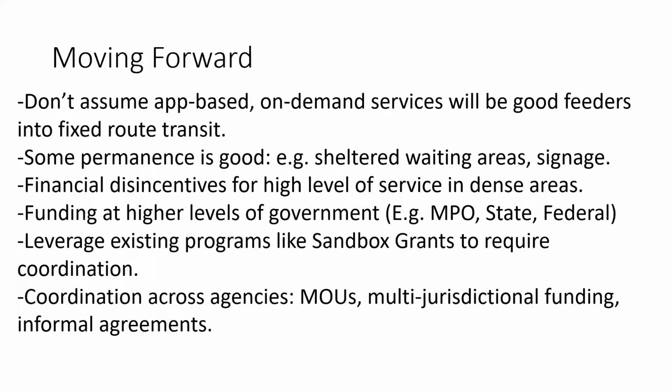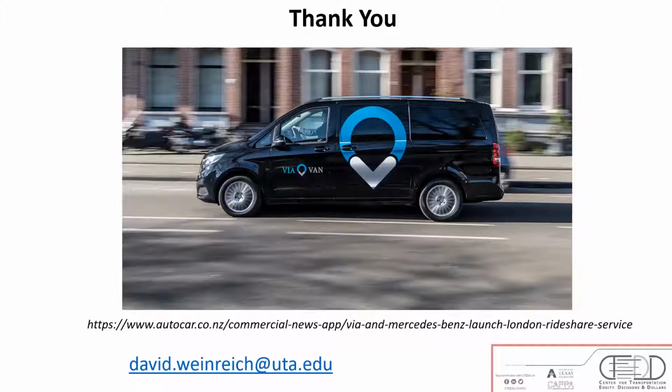And coordination across agencies can be done through things like MOUs, multi-jurisdictional funding, informal agreements, et cetera. The same things that we know we can use for fixed route service. We need to have some of that coordination happening for on-demand services. So that's all for now, and I'd be happy to take any questions.